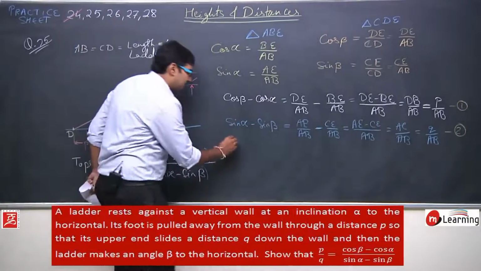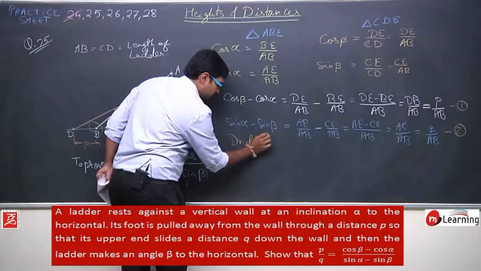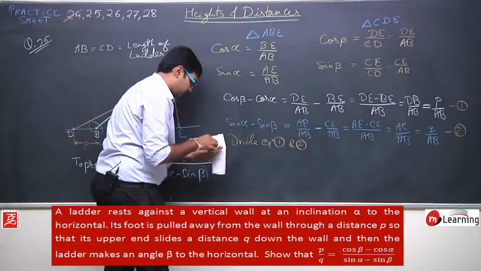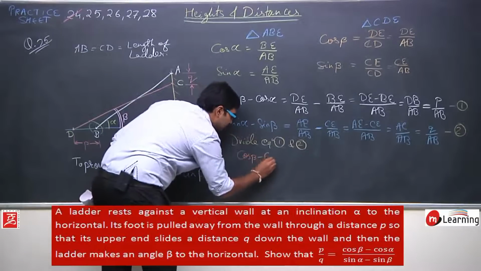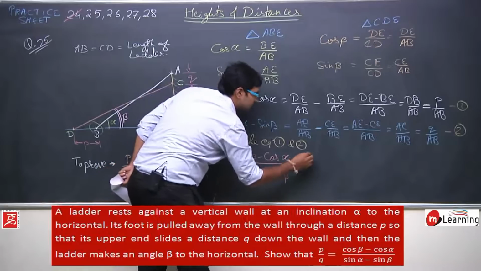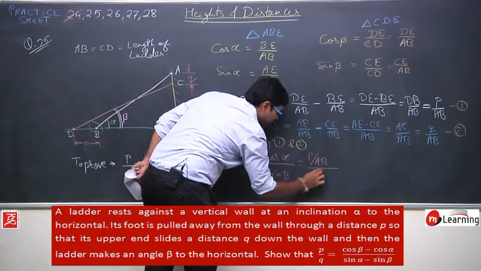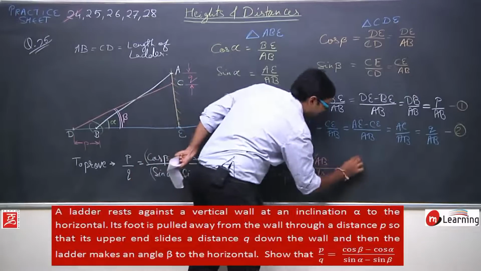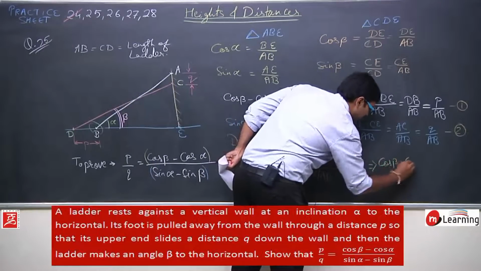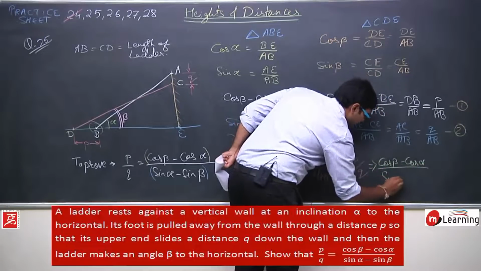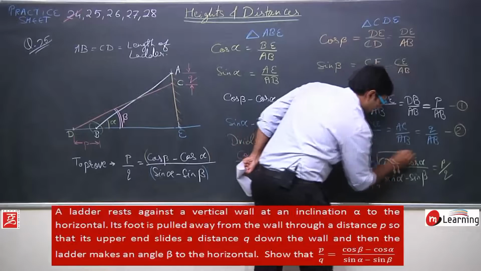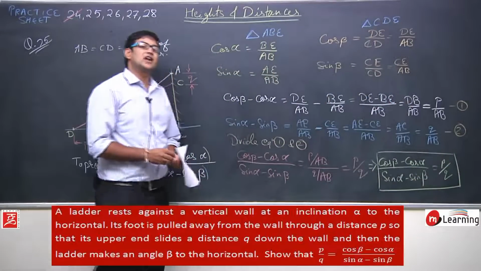So what should I do? I will divide equation 1 and 2 to get the value of cos beta minus cos alpha upon sin alpha minus sin beta, and this will be equal to P upon AB upon Q upon AB, and this will give you P upon Q. So it implies cos beta minus cos alpha upon sin alpha minus sin beta is equal to P upon Q. So this is the condition that we need to determine.